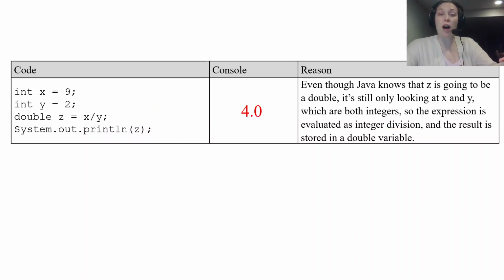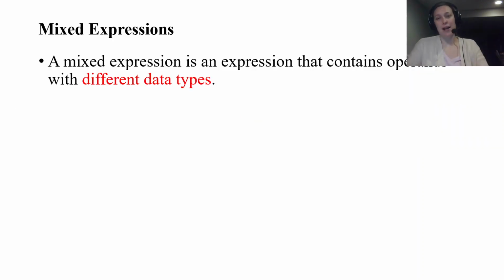When you go to print it off though, because it's a double, it prints off as 4.0, okay, which is very counterintuitive to how you've been handling division up in math until this point. So be careful of that. Java does integer division when it's between two integers. Okay. What if it's not?